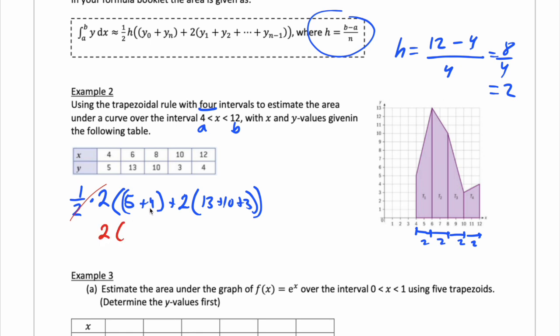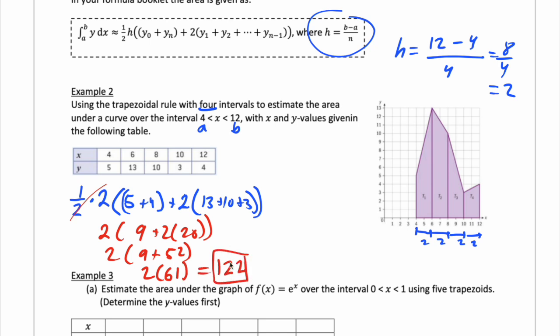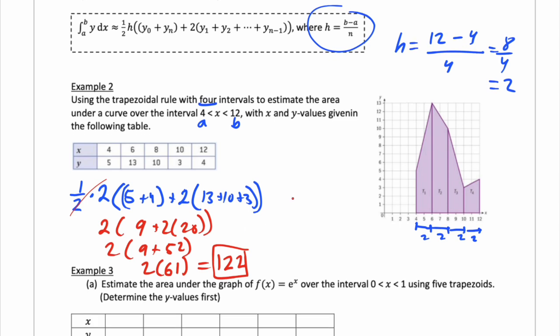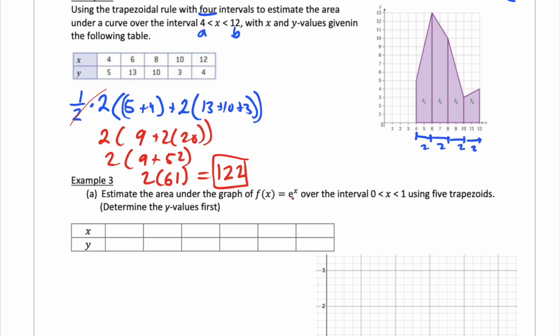Let's try it. This is 9 plus 2 times 26. So this is 2 times 9 plus 52. It's 2 times 61, so it's actually 122. That's 122. So it's a very easy formula to use.